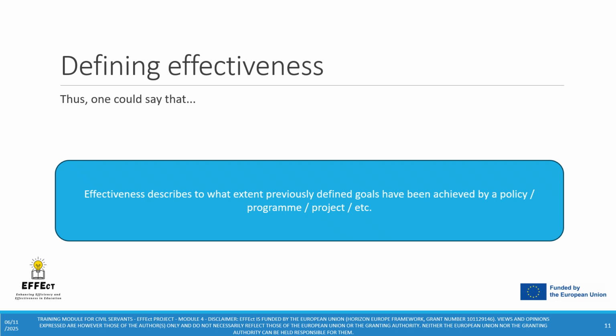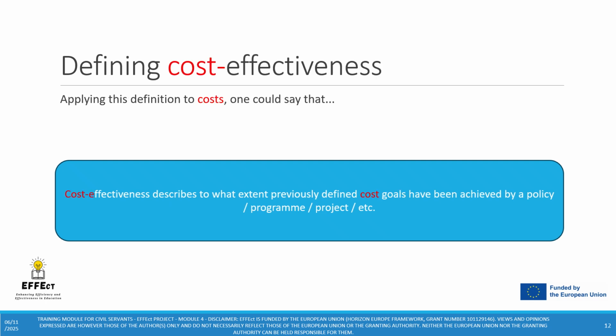Based on this description, we can define effectiveness as to what extent previously defined goals have been achieved by policy, program, project, etc. And if now we apply this definition to cost effectiveness, we get that cost effectiveness describes to what extent previously defined cost goals have been achieved by policy, program, project, etc.